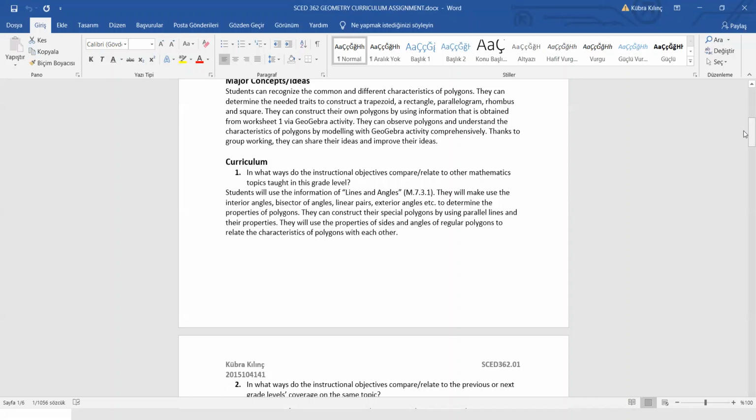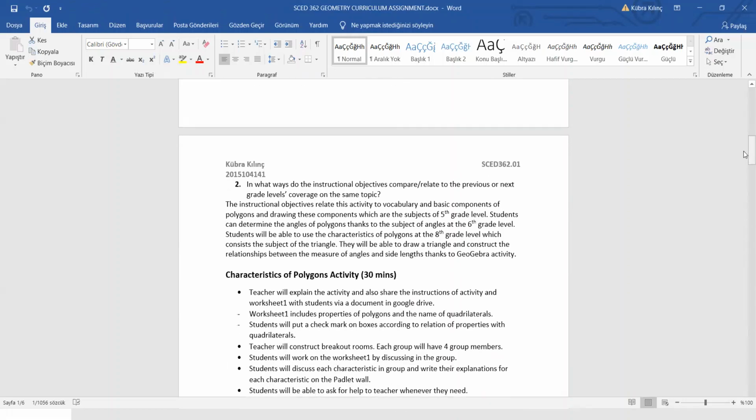Students will make relation with the topic of lines and angles in this grade level to determine the properties of polygons. They will make use of the 5th grade level subject of polygons that includes vocabulary and basic components of polygons and also drawing components of polygons. They will determine the angles and polygons thanks to the subject of angles at 6th grade level. They will get ready for the subject of the triangle at 8th grade level.